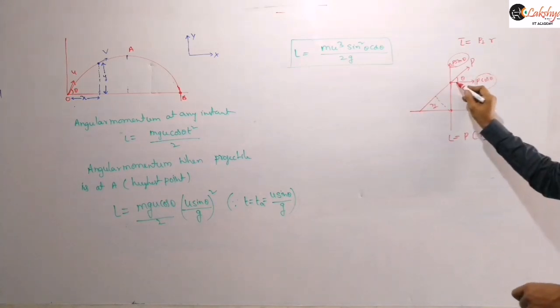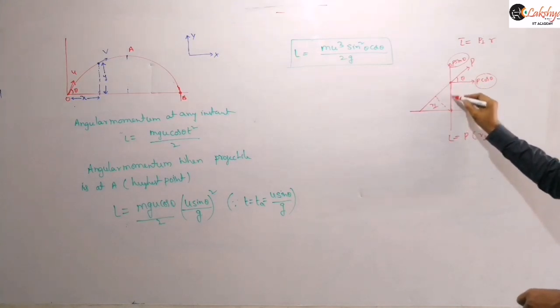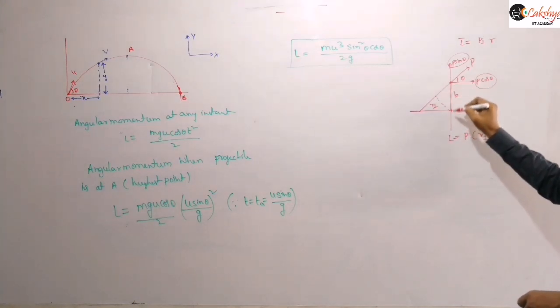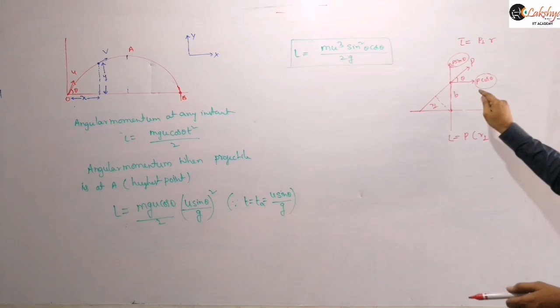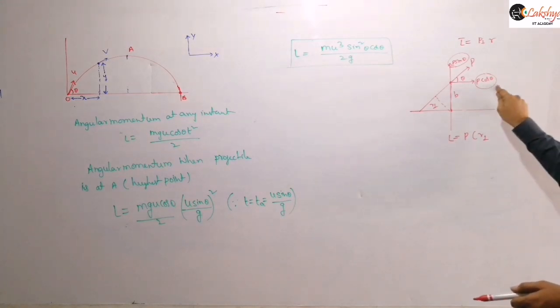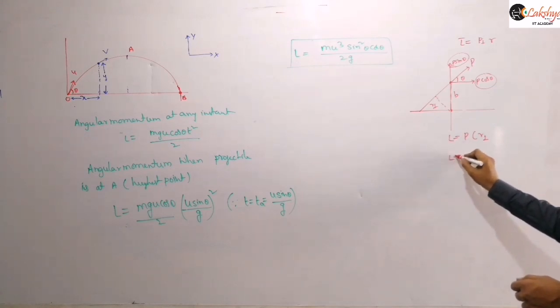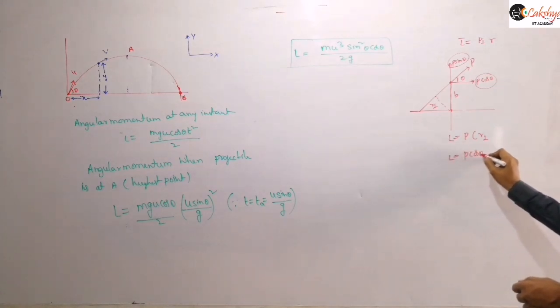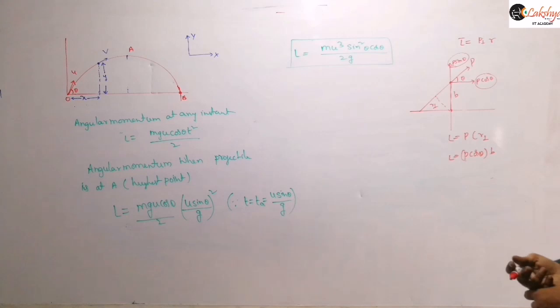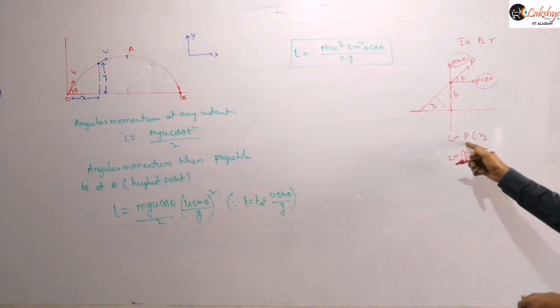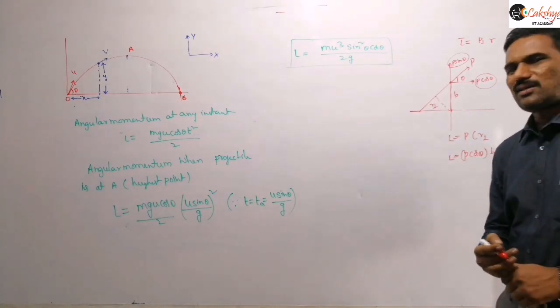So for this p cos theta, multiplied by the perpendicular distance here. Suppose it is b, then p cos theta into b you will get, and that will be the angular momentum. So I can write this angular momentum as p cos theta into b. Even if you calculate by using p into r perpendicular, you will get the same expression.